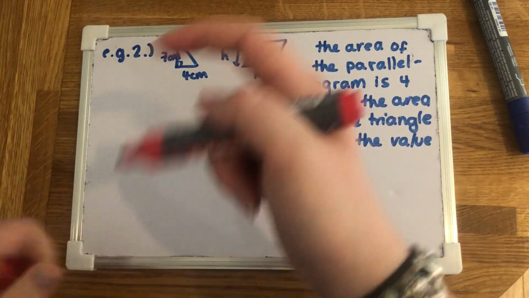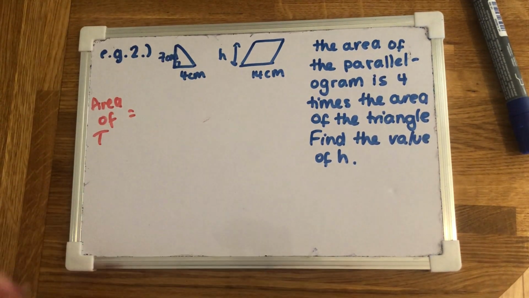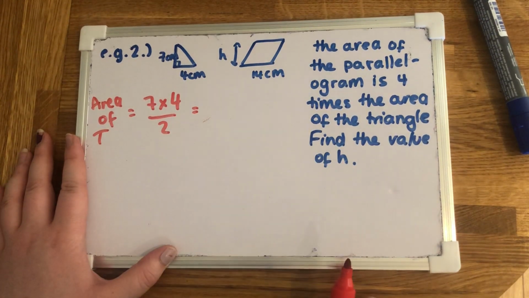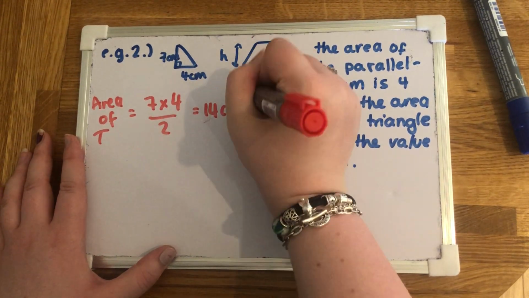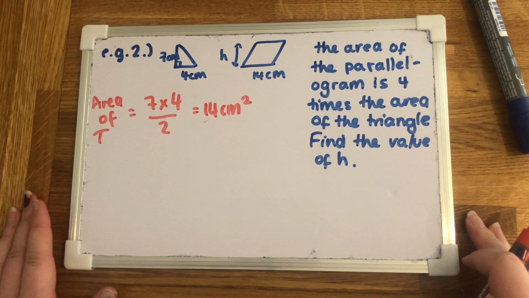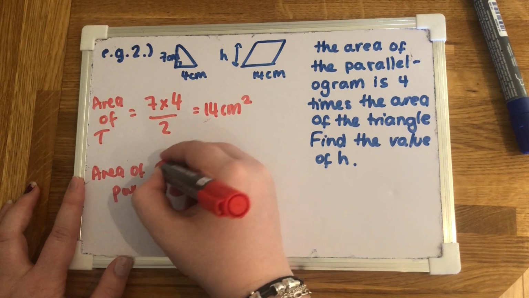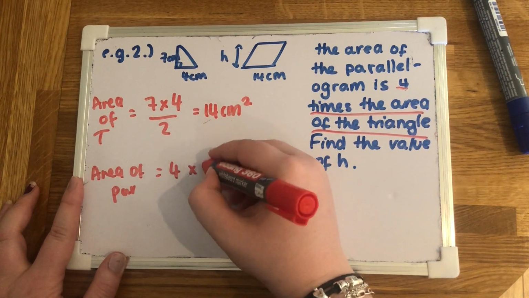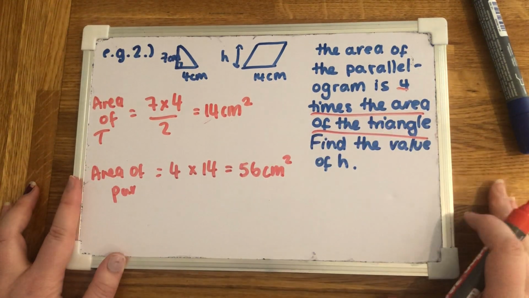So we're going to start with just the area of the triangle. So area of triangle, as I said before, it's the height times the base, and then we divide by 2. So 7 times 4, and then we divide by 2. 7 times 4 is 28, half of 28 is 14 centimetres squared. Okay, so that means that the area of the parallelogram, as it said, is 4 times the area of the triangle. So it's going to be 4 times 14, which is 56 centimetres squared.